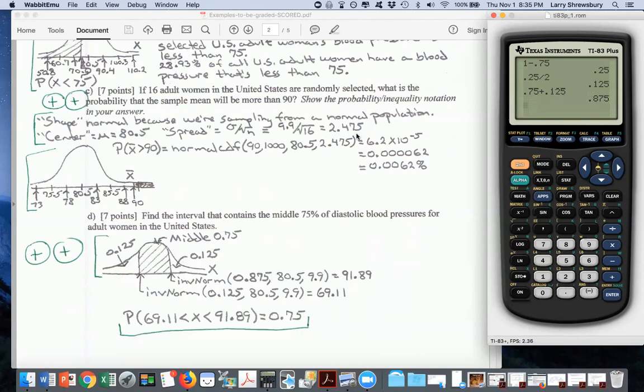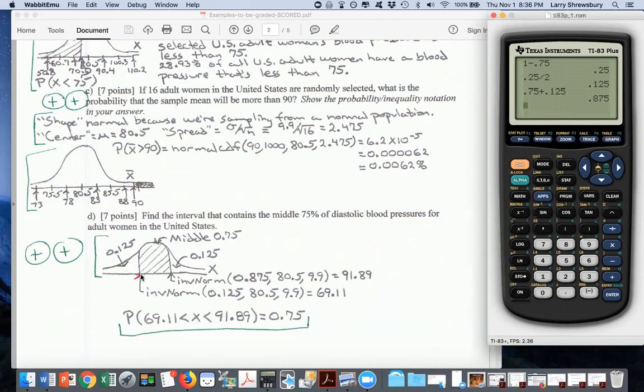Now, it didn't say show the probability inequality notation, but believe you me, I'm going to give you a plus for showing that. So you can see that's the lower bound. That's the upper bound. X is in the center. And that's equal to the area they gave me. Hey, do you see how you can use your sketch for that? Let me show you, just to make sure.